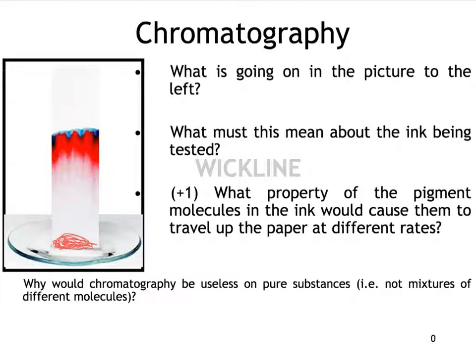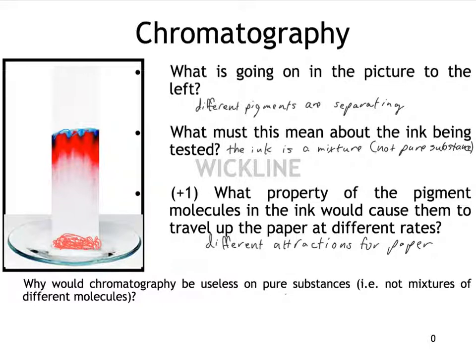And you would think that the ink is only red, but as it travels up the paper, you'll notice that there are other colors in the ink, such as this blue, and that blue ink was in the red ink, and it starts to separate from the red ink based on their different attractions for the paper. So in my explanations up here, I did mention that this is evidence that the ink is a mixture rather than a pure substance, and in my last question I asked, why would chromatography be useless on pure substances?